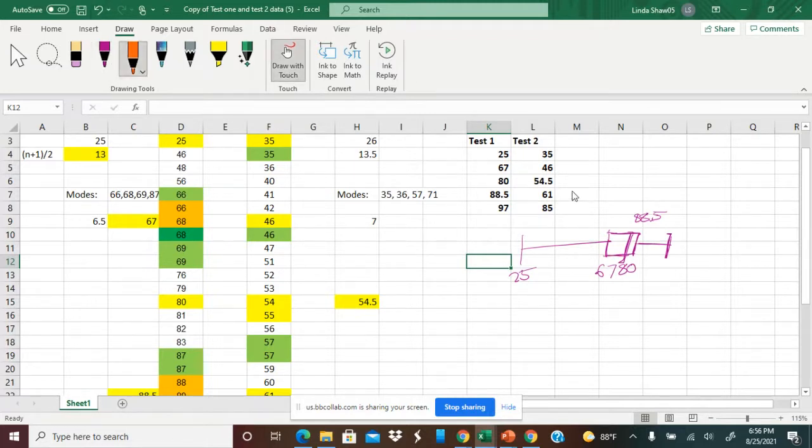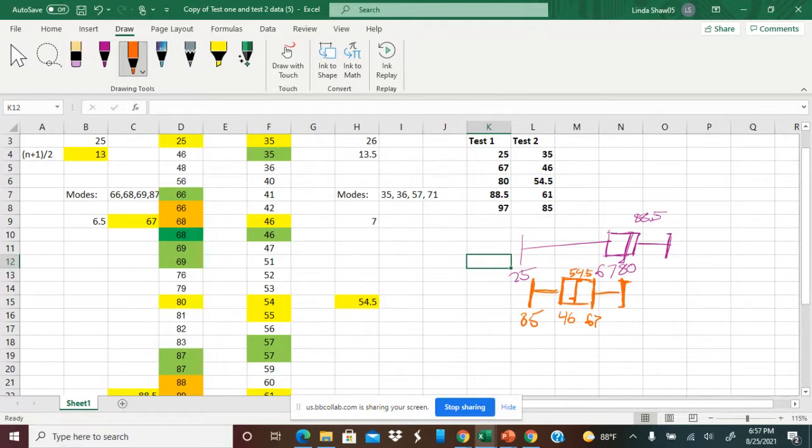Now, if I'm doing test 2, then I want to make sure that all the pieces line up accordingly. So that 25 should be less than my 35 for test 2. So I'm going to make that about here. Then I go to 46, which is significantly less than the 67 that I started with. So I'll put that around there. Next, I get to 54.5, which is still less than the 67. Next would be my 61, still less than the 67. And then lastly, I get to 85, which is just a little bit less than the 88.5 from before. So I'll put that about in the middle right there. Then I can draw my box and connect the tails.